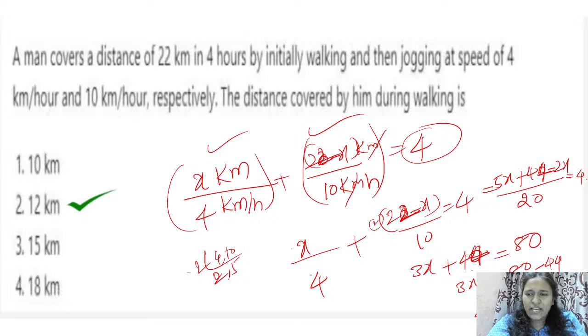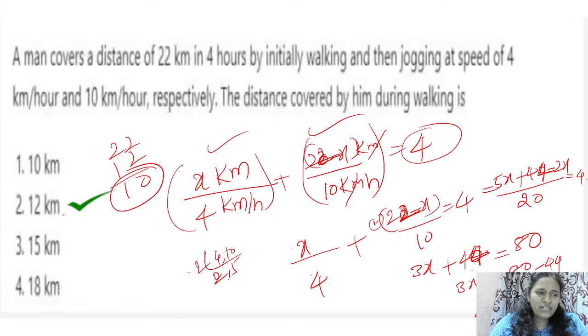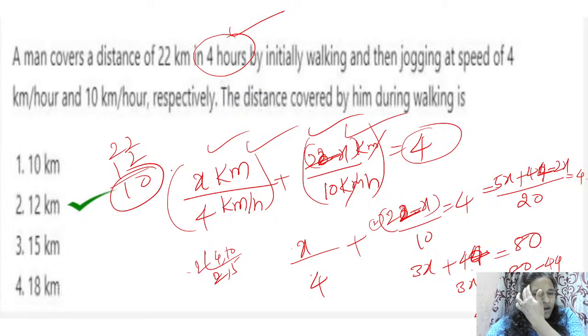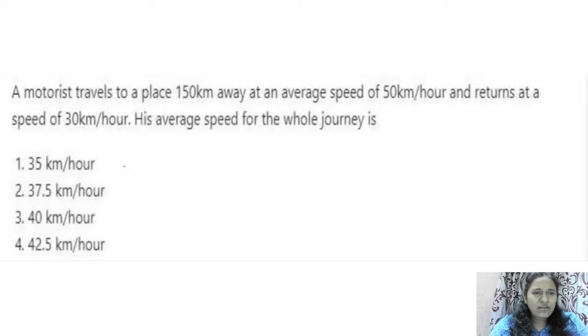Thus, the distance covered by the walking is 12 kilometers. That means what is the distance covered by the jogging? 22 minus 12, right? Here the question is not asking, but we can easily find, right? That's how we have to make the equations to get the unknown value. In speed and distance, mostly if total time is given, we have to convert into a time equation: T1 plus T2 is equal to total time. That's why we got here the 12 kilometers.